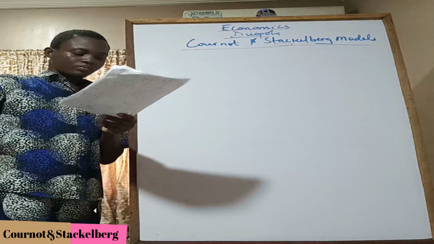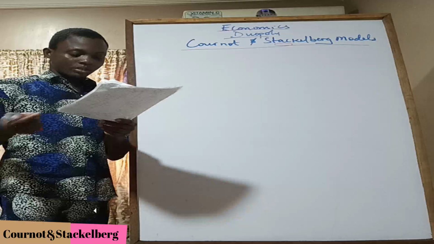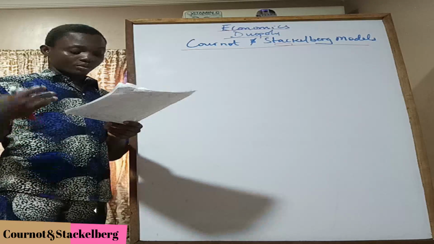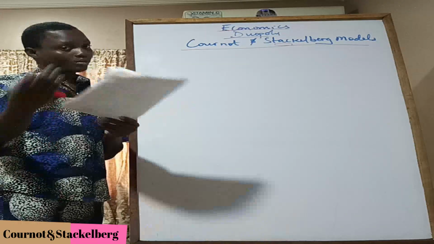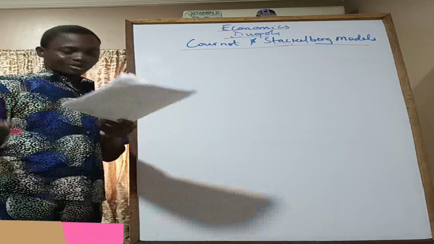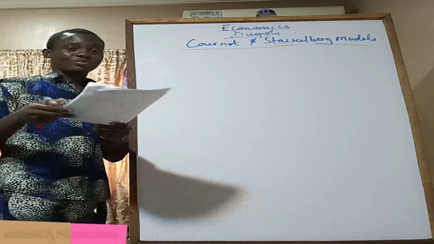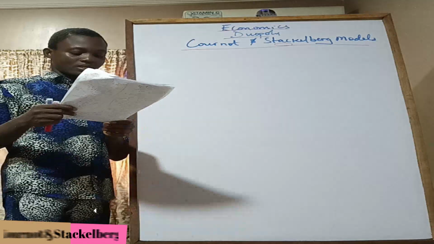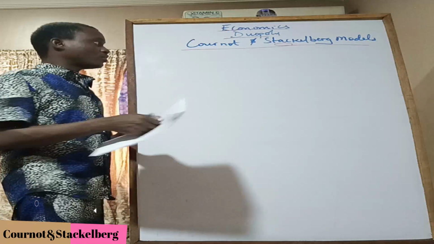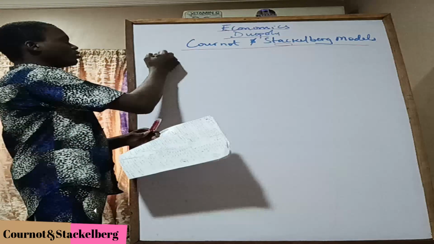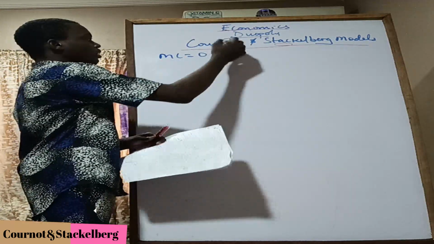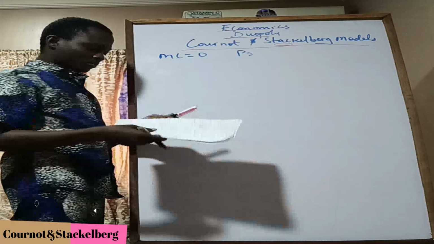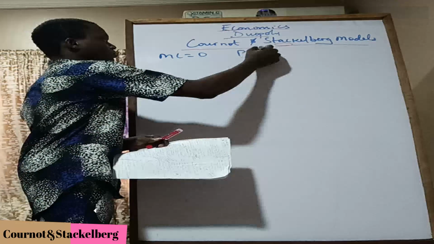So his marginal cost of producing eggs is assumed to be zero. That's not possible, right? I just want to make things simpler. So his marginal cost of producing eggs is zero, and then the inverse demand function is given as 100 minus 2q. MC is equal to zero, then the inverse demand function is 100 minus 2q.